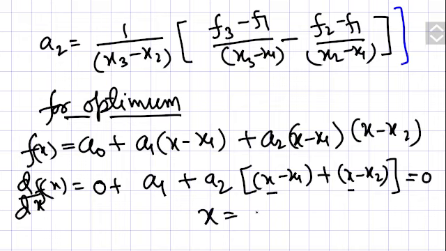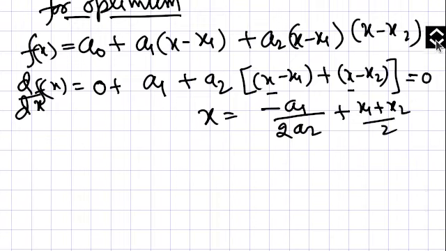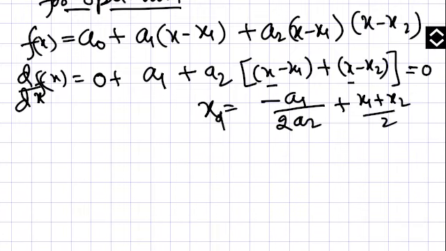When you solve it for x, you will get x equals minus a1 over 2a2 plus (x1 plus x2) by 2. And you can say that this is the value at which the function is optimum, or minimum or maximum. So very simple concept it is.